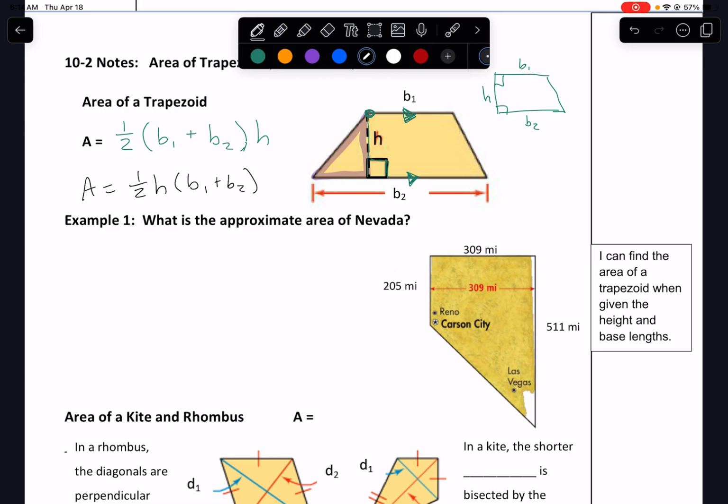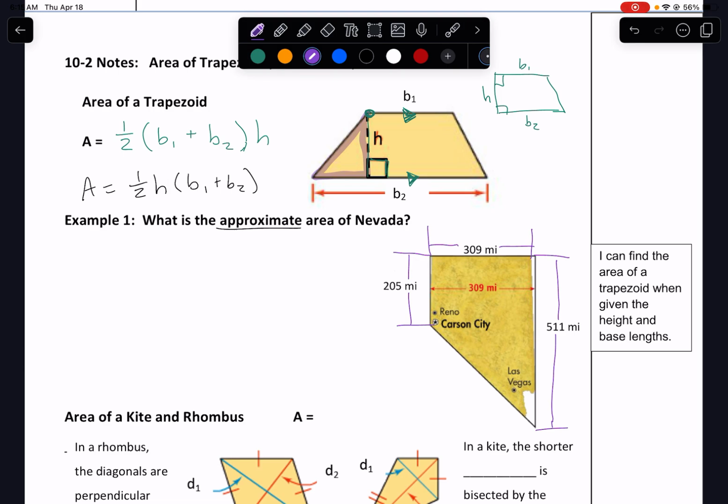So if we look at the state of Nevada, for example, number 1, Nevada is approximately the shape of a trapezoid. Obviously, we've got a couple of spots within the outline of my trapezoid that are not the yellow section. So it's not perfect, which is why we're talking about an approximate value. So if I look at this, I see that this distance is 205. This one is 511. And this other distance is 309. Each of these are miles.